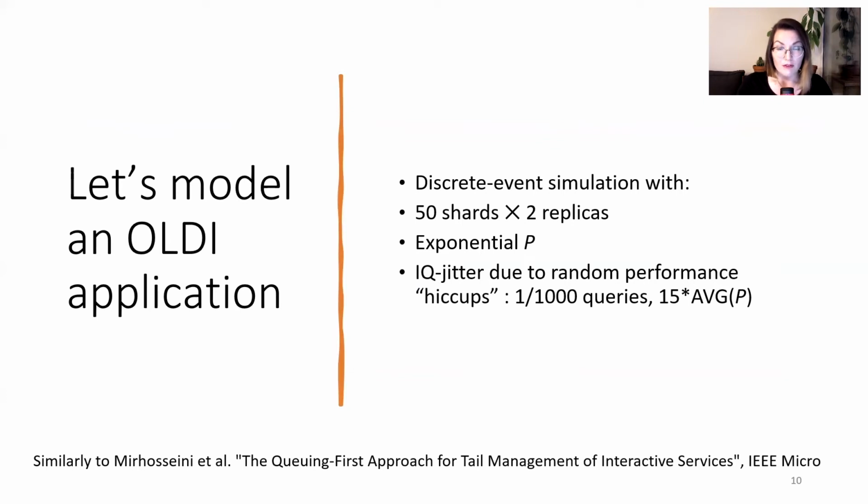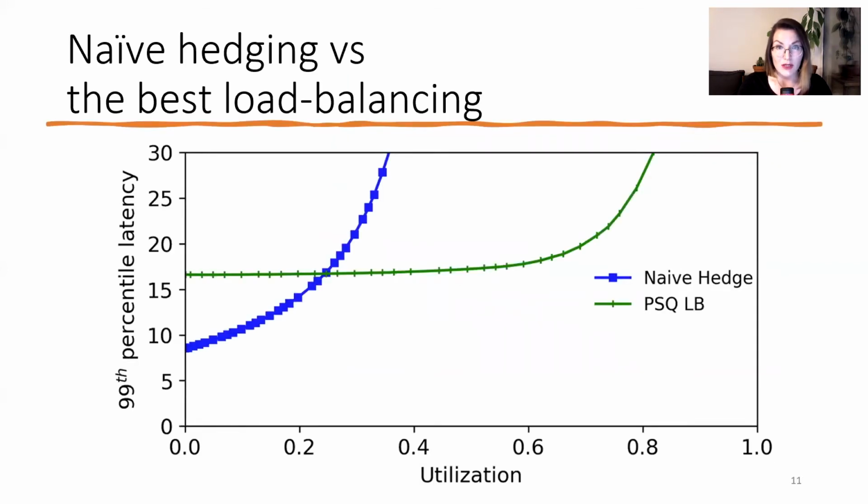So we have 50 shards, each of them replicated twice. We will model P as an exponential, and we will assume that once every 1,000 queries, something happens, which is not related to query processing itself, and there is going to be a slowdown, a hiccup, of 15 times the average P. For more details, please check the paper. Now let's look at some graphs.